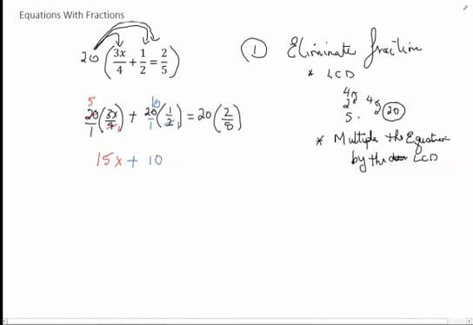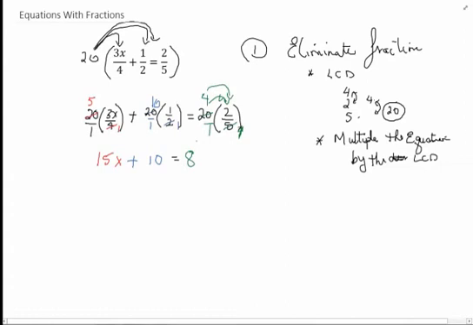Now I've got 20 times 2 over 5. There's a common factor of 5, top and bottom, so I can divide the bottom by 5, and I get 1, and I divide the top by 5, and I get 4. So 4 times 2 gives me 8.